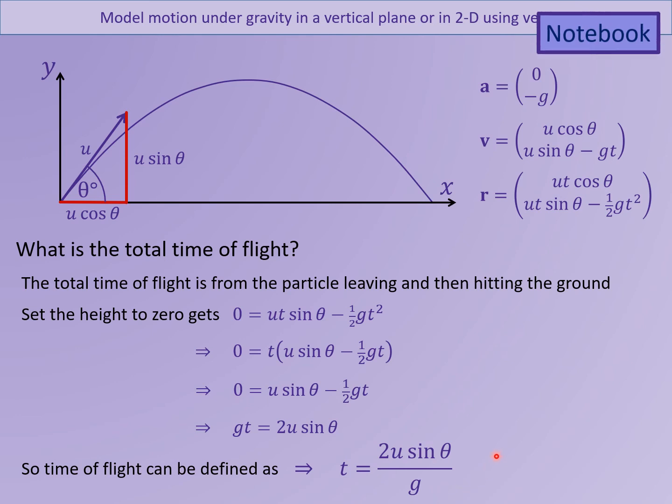And you may be asked to prove something like that, to show that the time of flight is to do with 2 lots of the u value, whatever the initial speed is, sine theta over g. Okay, that is the time it takes for its entire flight. And that works for any initial speed and any angle. Of course, gravity is 9.8.